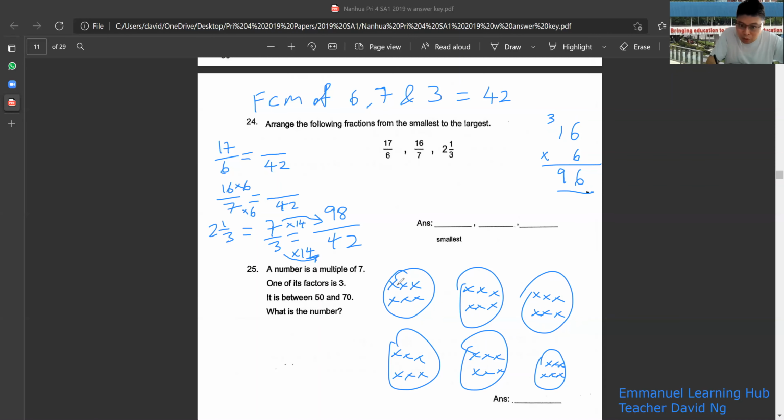You can count 1, 2, 3, 4, 5, 6, 7, 8, 9, 10, 11, 12, 13, 14, 15, 16, 17, 18, 19, 20, 21, 22, 23, 24, 25, 26, 27, 28, 29, 30, 31, 32, 33, 34, 35, 36. That's how you get 36. You notice how much time I spent just to get 36?